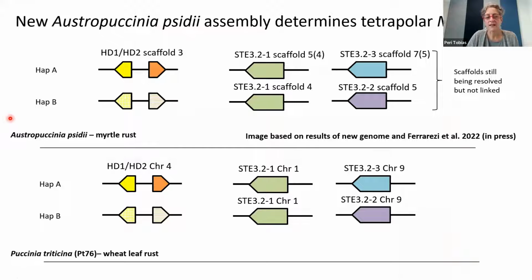So what does this look like on the actual scaffolds, on the chromosomes? What we see in HAP1 or HAP-A is that the 2 HD genes are linked on scaffold 3. And we have 2 linked on scaffold 3 in the other, and these are different. So this is heterozygous. We have 1 copy on each of these 2 genomes, still being resolved, but likely on scaffold 4. These are not involved in mate compatibility because they're identical.